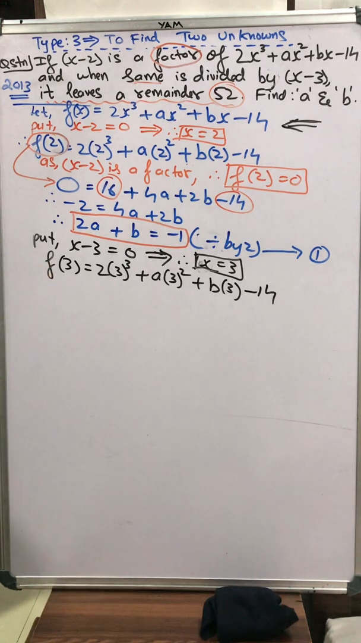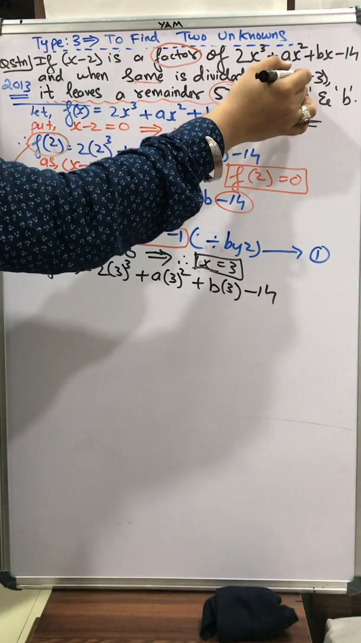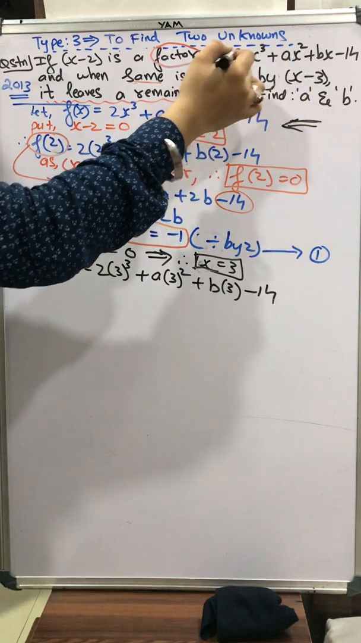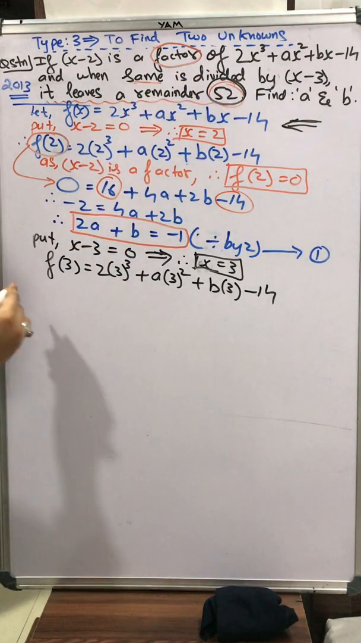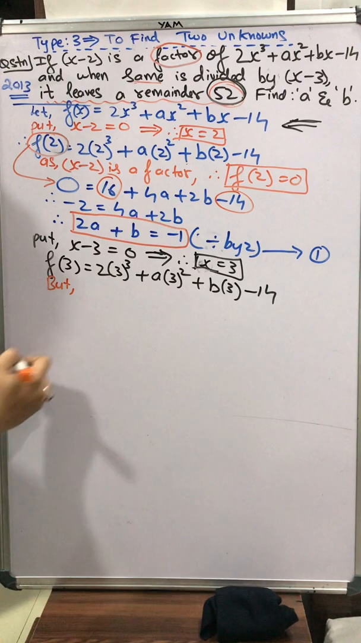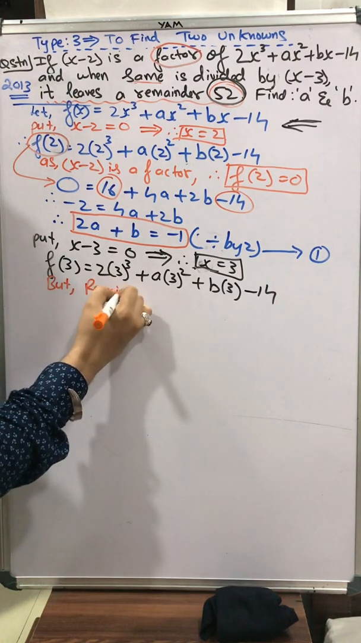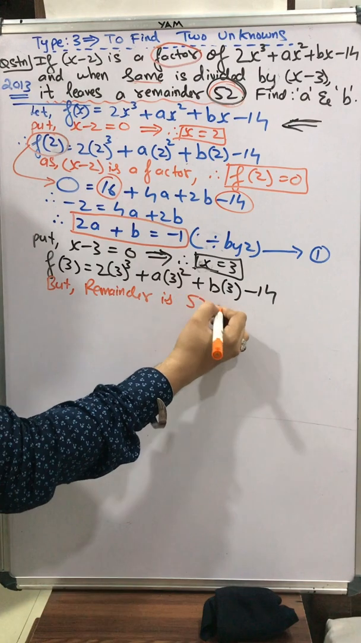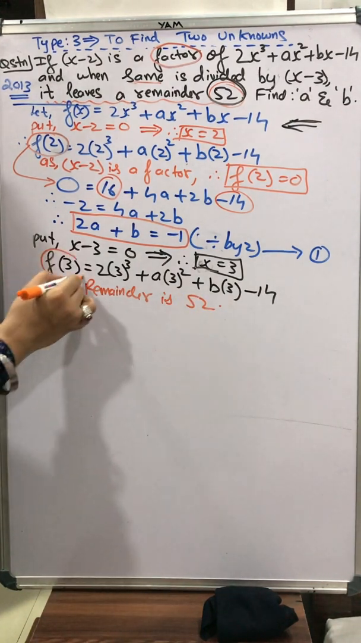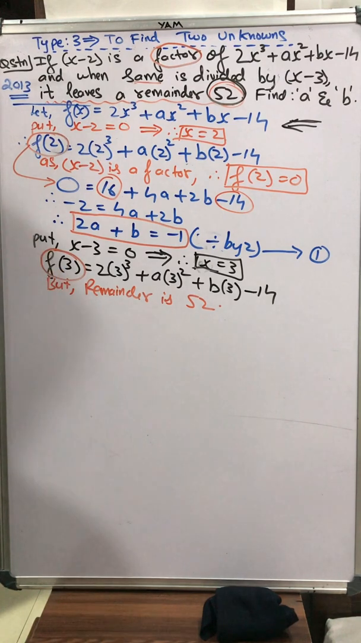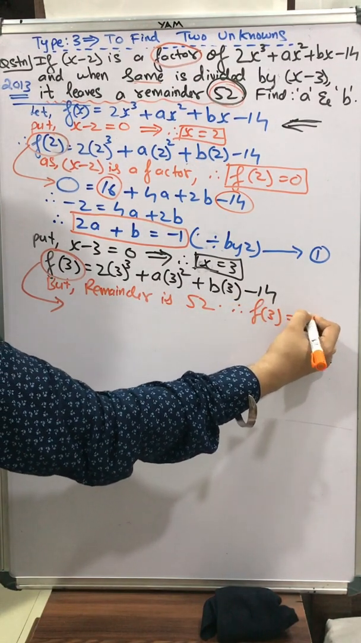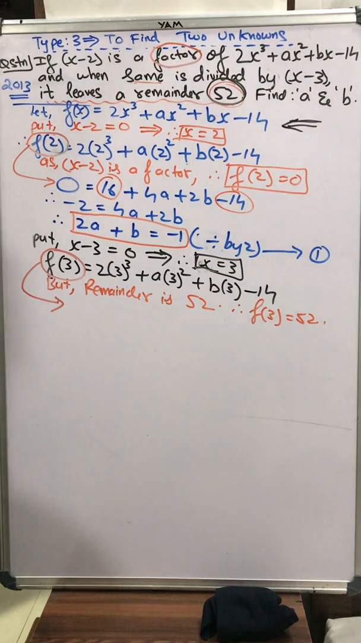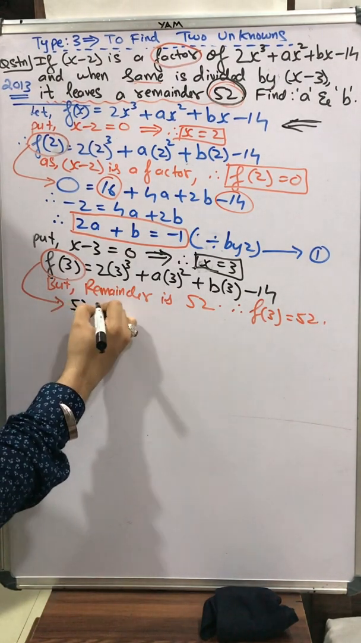But students, here also they have mentioned that when x minus 3 is the divisor, and when we divide this polynomial by x minus 3, the remainder is 52. So we need to write here, remainder is 52. It's given to us. So that means at the place of this f of 3, we need to substitute 52. Therefore f of 3 is equal to 52. So now at the place of this f of 3, I'll write here 52.